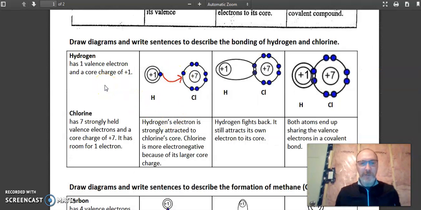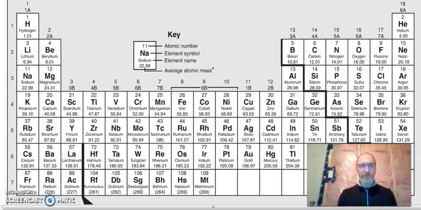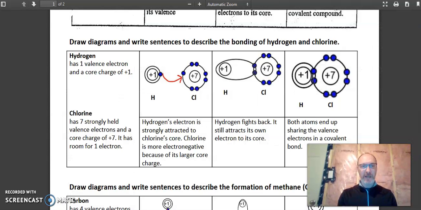So let's just get into it. So we see here for hydrogen has one valence electron and a core charge of +1. Where are we getting that information? Well, again, hydrogen is in group 1A. So the group number is going to tell us those two pieces of information. The fact that hydrogen is in group 1 tells us that it has one valence electron and a core charge of +1. You'll notice in the diagram here as well that hydrogen is drawn smaller than chlorine.